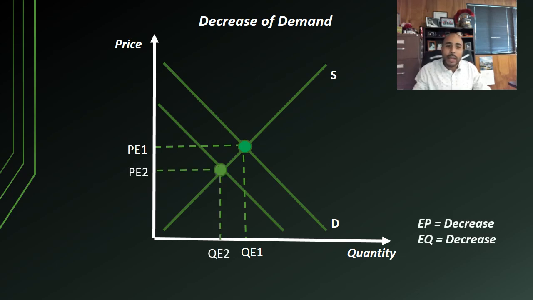This new equilibrium is going to cause the equilibrium price to decrease, and the equilibrium quantity is going to decrease too. This just means that people don't want to buy the product, so the sellers will have to lower their price in order to return to equilibrium. Otherwise, the sellers would end up with a surplus of their product.